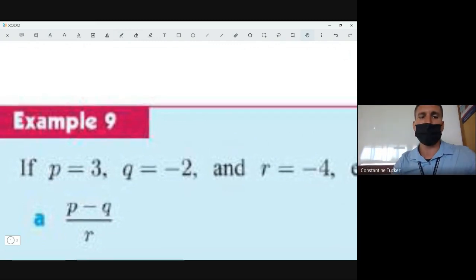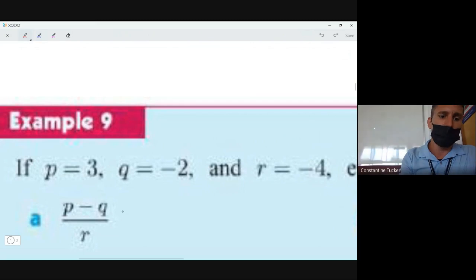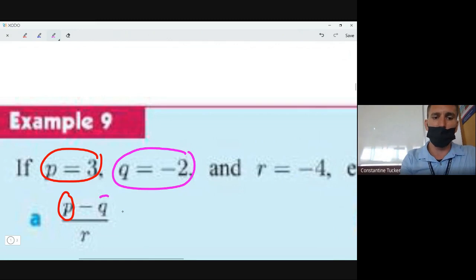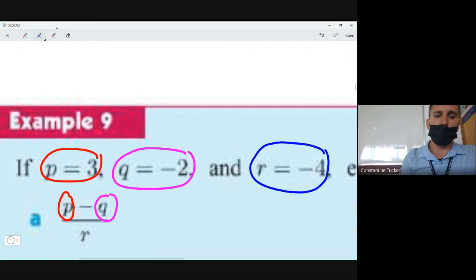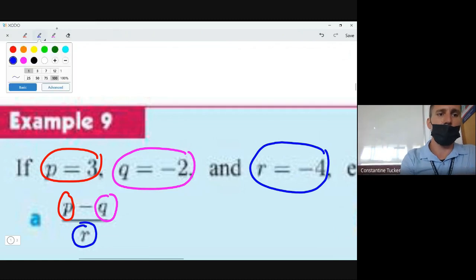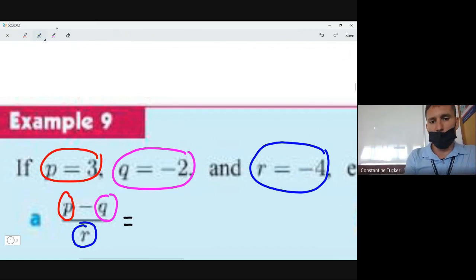All right, so let's say P is 3. Let's do this all together now. P is 3. Then we've got Q is minus 2. That's Q. And then we've got R is minus 4. So this thing down there. Let's go ahead and see what that is going to give us.